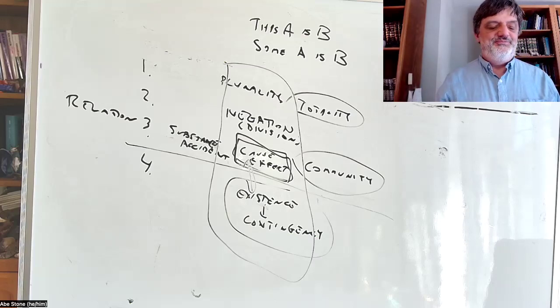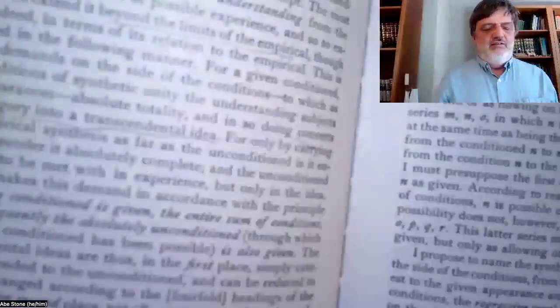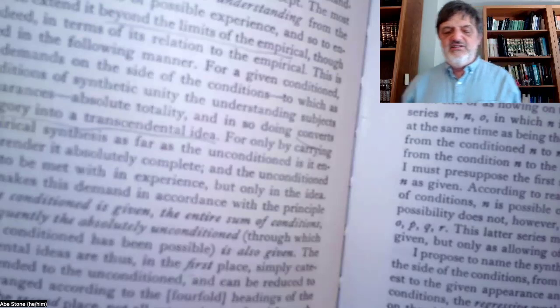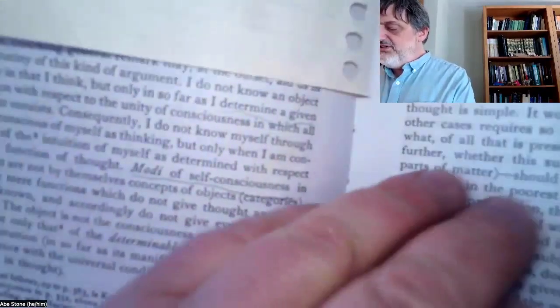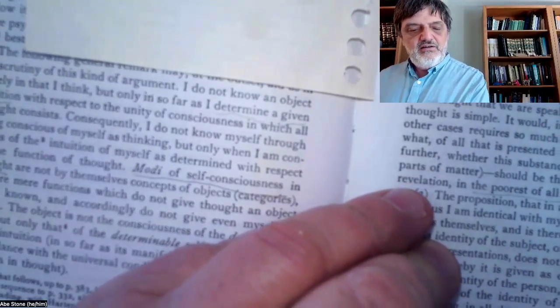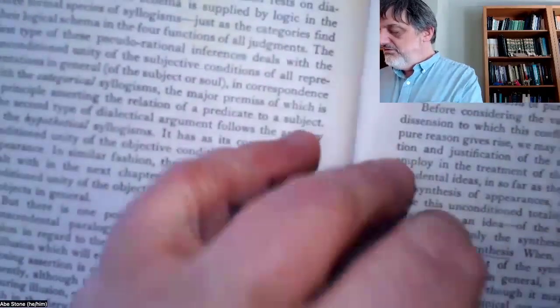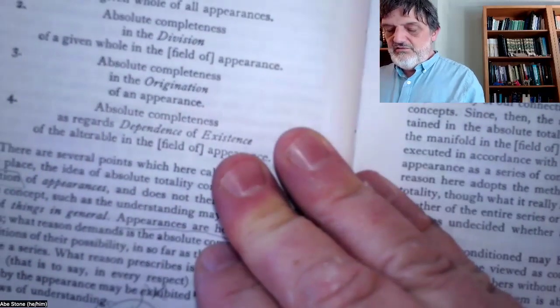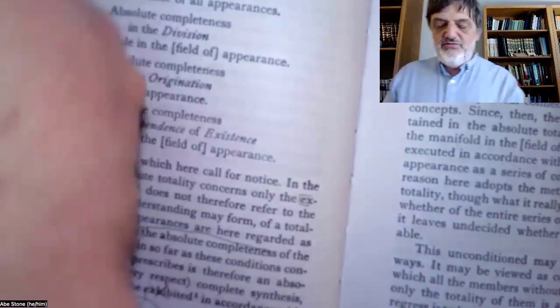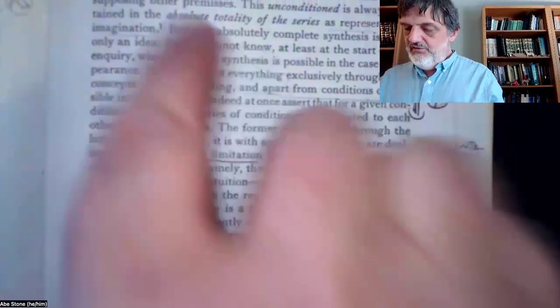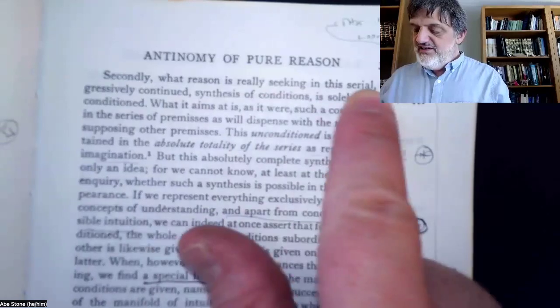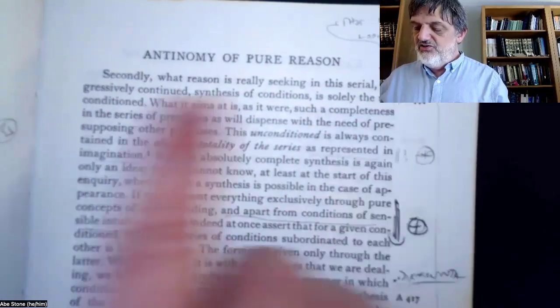So, I mean, it's possible that this identification of the two series is itself part of the transcendental illusion here. I mean, here's something that Kant says that sounds kind of like this, on B443. No, wait, is it? B443. On page 391. What reason is really seeking in this serial, regressively continued synthesis of conditions is solely the unconditioned.